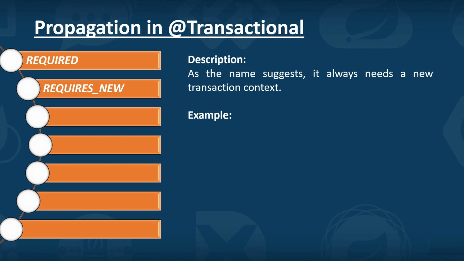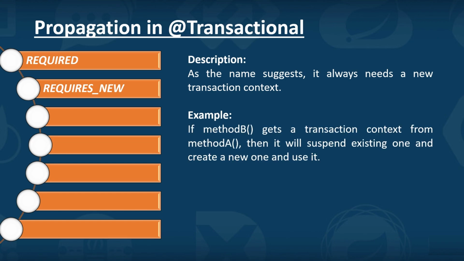So the description also says the same, that it always needs a new transaction context, which means that from method A, let's say method A was having a transactional annotation with some context. Now if a context is going to come to B, then that particular context will get suspended in B. So B is not going to make use of the same context, and instead it is going to create a new one for itself. On the other hand, in case nothing is coming from method A, because it was just a simple method, in that case method B will simply create a new one and will start using it. So this is how it is going to work.